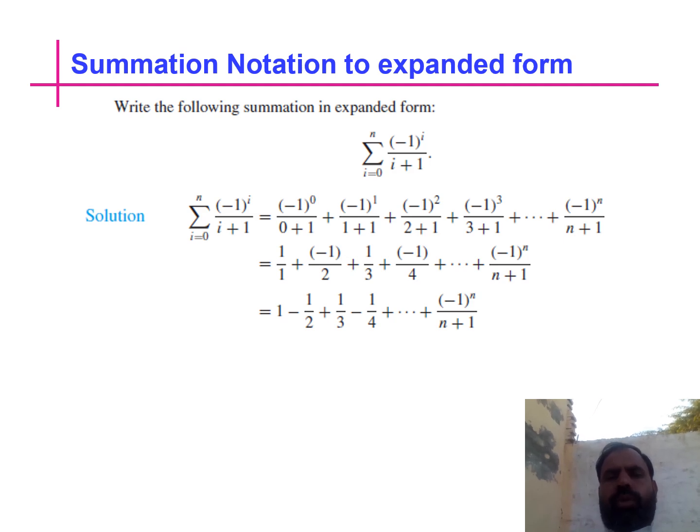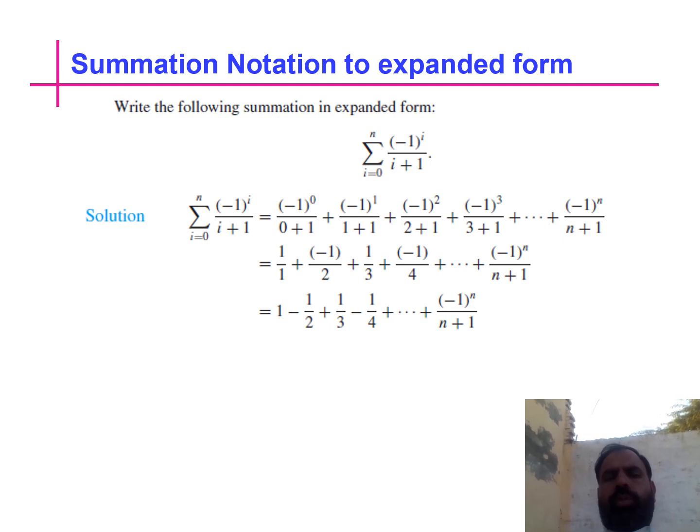So we have to put the value of i from 0 to n. If we put i equal to 0, this will become minus 1 raised to the power 0 over 0 plus 1. In the second term, minus 1 raised to the power 1 over 1 plus 1. In the third term, we put minus 1 raised to the power 2 over 2 plus 1. Similarly, we put 3 and go on. At the end, we put minus 1 raised to the power n over n plus 1.